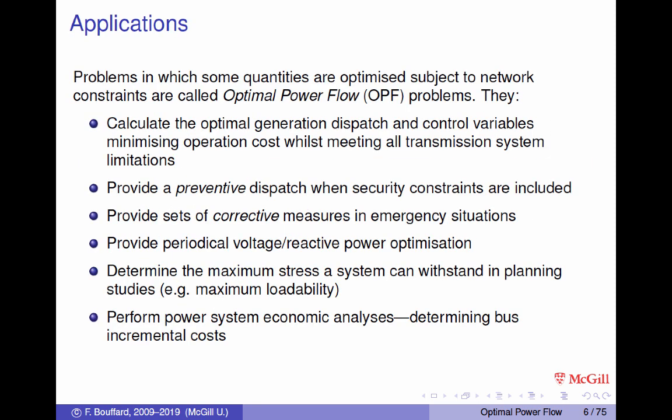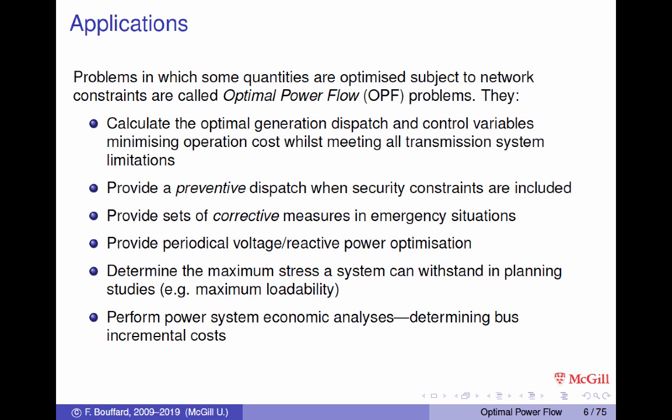So when we look at any kind of power system optimization problem where we have network constraints, these are called OPFs, optimal power flow problems. And they typically find a minimum cost generation dispatch, making sure that all transmission system constraints are satisfied. And when we have security constraints, they will basically provide a preventive dispatch.